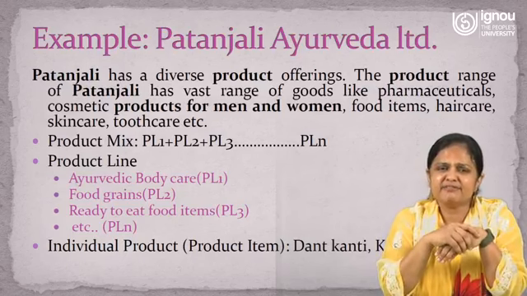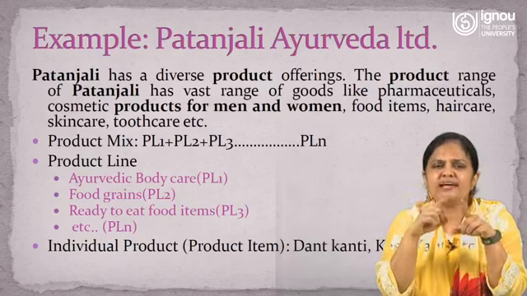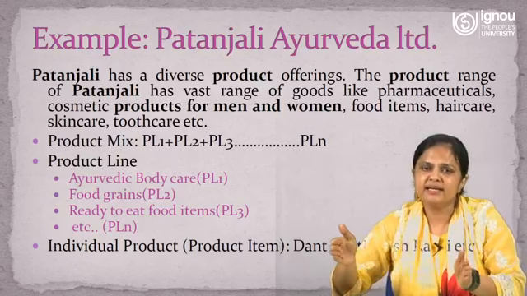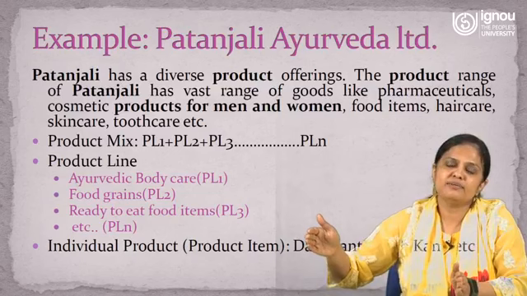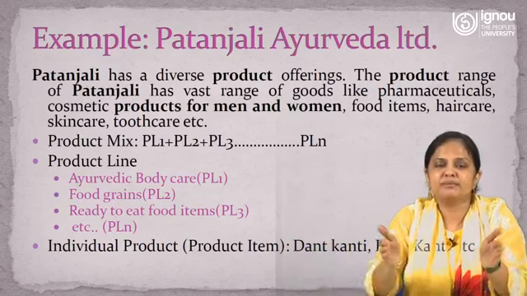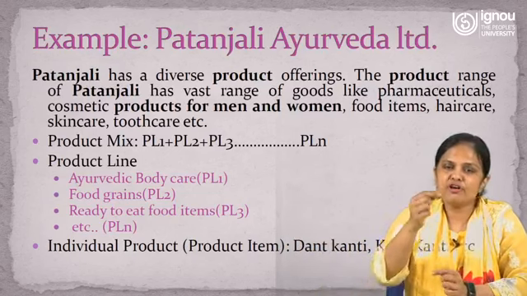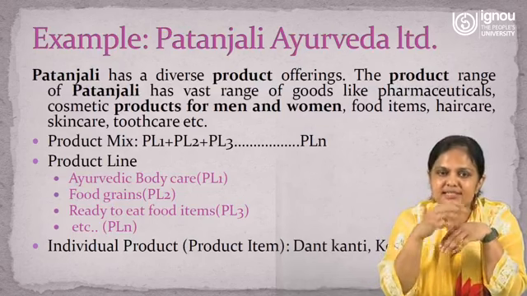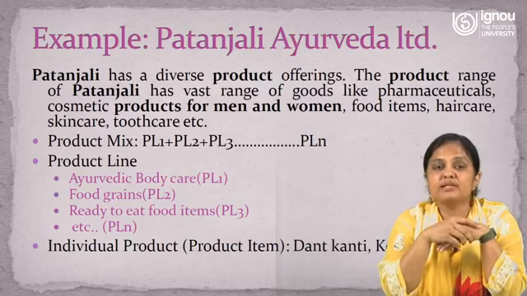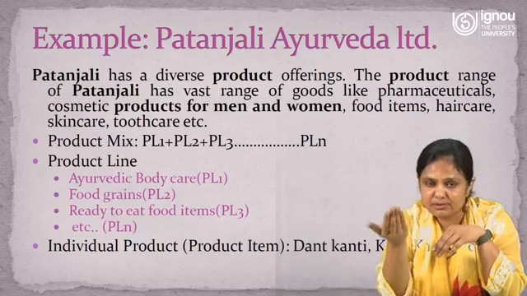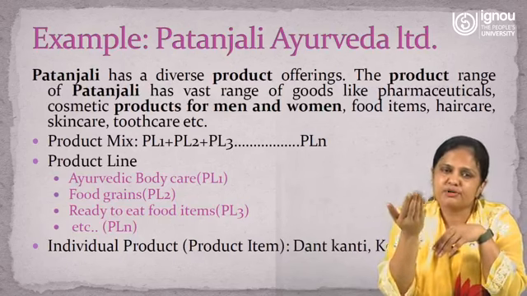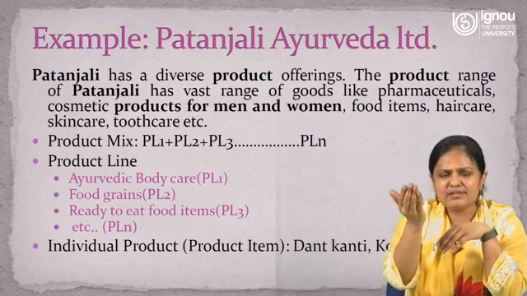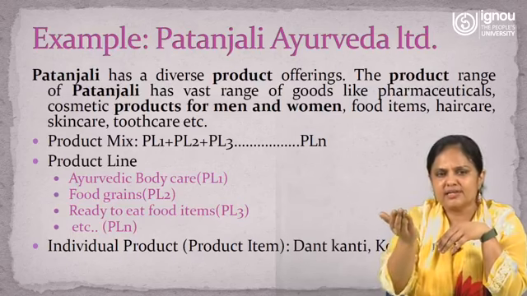So again, if we say what is product mix, it is product line 1, product line 2, product line 3, and likewise whatever number of product lines Patanjali Ayurveda Limited has, if you add them, it becomes a product mix. And if you talk of a separate range, that will become a product line. Say for instance, in this case, we have taken Ayurvedic body care, maybe this is product line 1, food grains, maybe product line 2, ready to eat food items, product line 3, and so on and so forth, they have various other product lines.